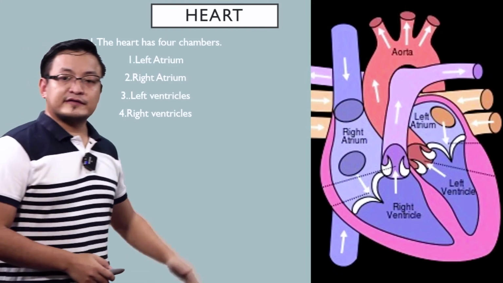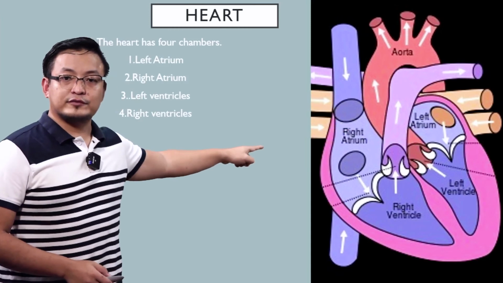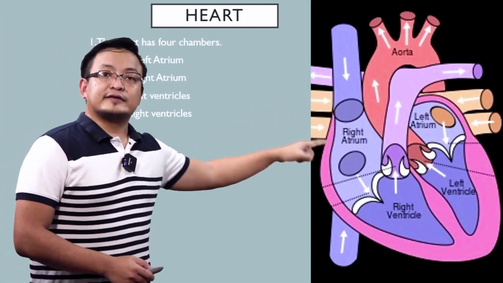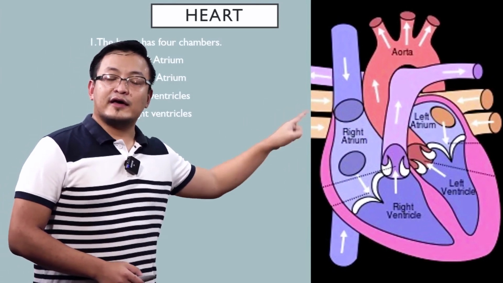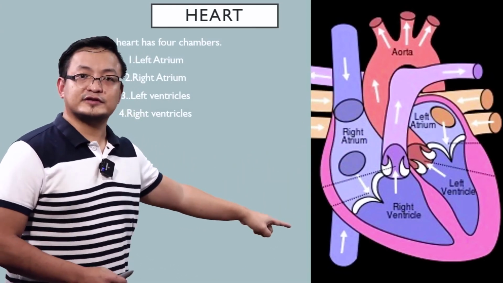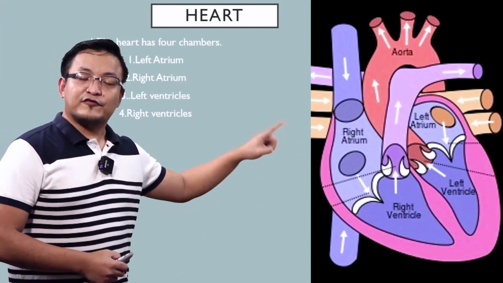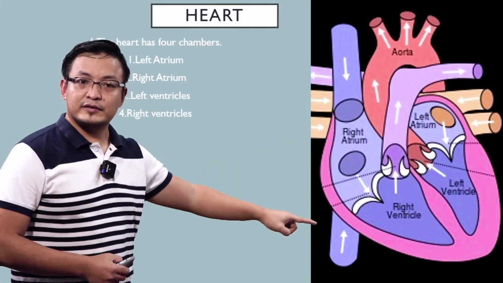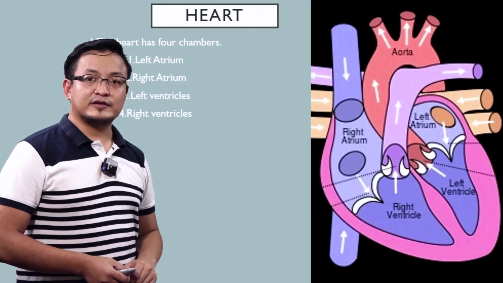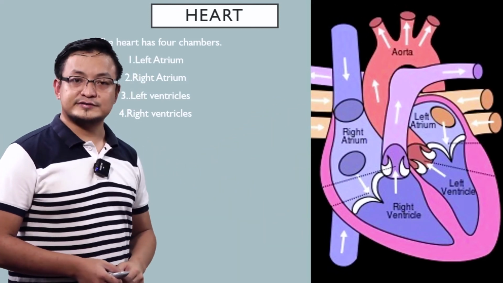See this upper part, where we find the left atrium and the right atrium. This upper part is called atria. In the lower part we can see the right ventricle and the left ventricle, so the lower chambers are called ventricles. It is not confusing, right? The heart has 4 chambers: left atrium, right atrium, left ventricle, right ventricle. The upper part is called atria and the lower part is called ventricles.